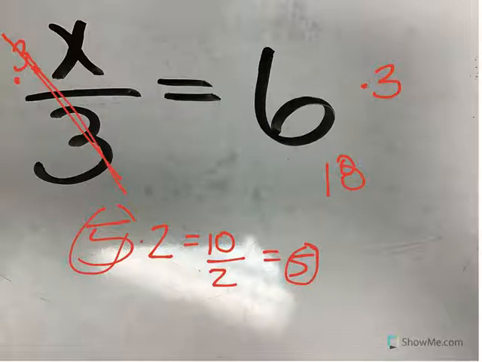And then again, whatever you do to the left side, we have to keep things balanced. Whatever I do to the left side, I do to the right side, and 3 times 6 is 18. So x equals 18. Let's see if that's true. What's 18 divided by 3? 18 divided by 3 is actually 6, so we did it correctly. All right.